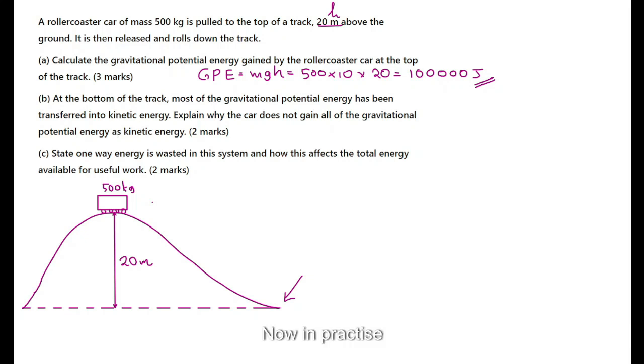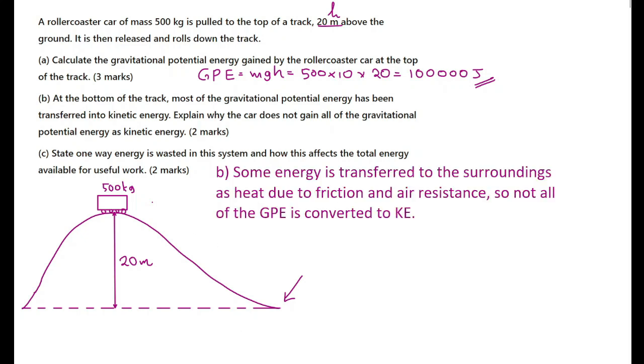Now in practice, all of its GPE is not converted to kinetic energy. The reason is some energy is transferred to the surroundings as heat, because when it's moving on a track there is friction, and also it's moving through air, so there is air resistance. So it has to do some work against those forces. So here's how you can word it to get 2 marks.